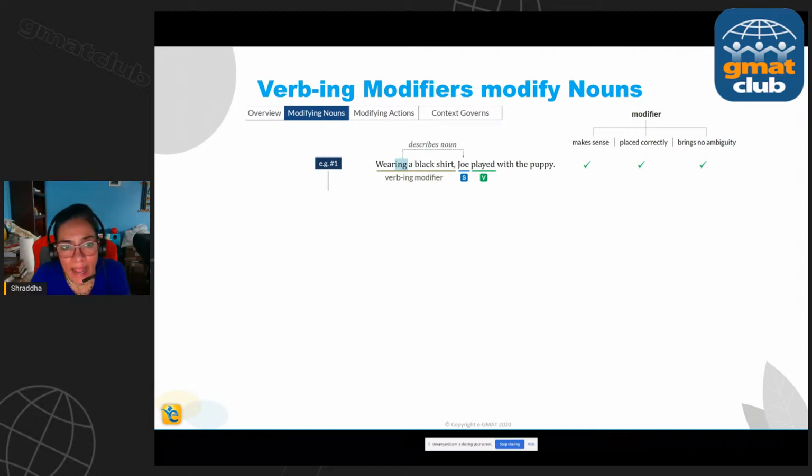Now, let's take a look at how the verb-ing modifier works when it modifies a noun. Generally, a modifier must have three characteristics. The first is that it must make sense with the entity that it modifies. The second is the precise placement of the modifier in the sentence. The third is that it must not bring any ambiguity. The modification should be absolutely clear, no ambiguity whatsoever.